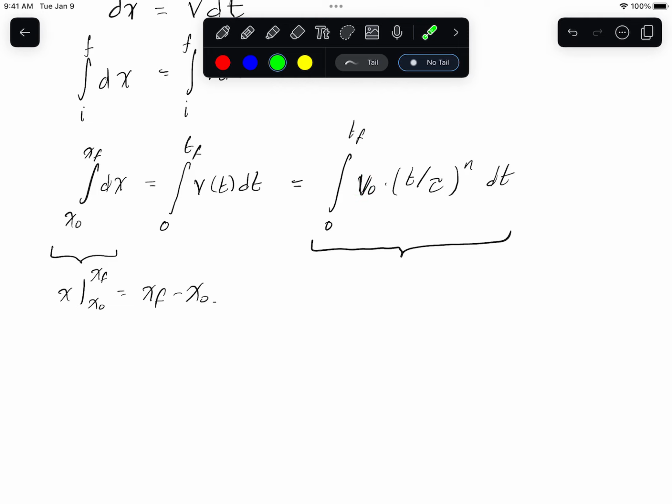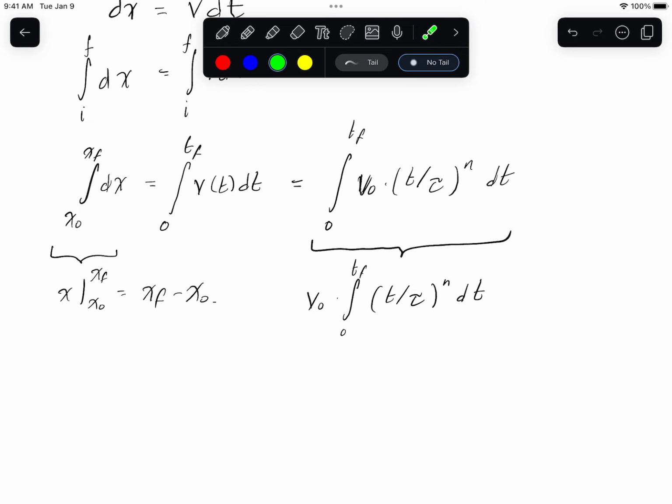This thing is a constant, so it's going to come out. So I'm going to have v naught, and then the integral from 0 to tf of t over tau to the n dt. I could go ahead and pull out the tau because it's a constant, but if this was not t to the n, but something like the exponential function or the logarithm, then it would be a little bit harder to do that, right? You couldn't really do that. So we're going to do something else.